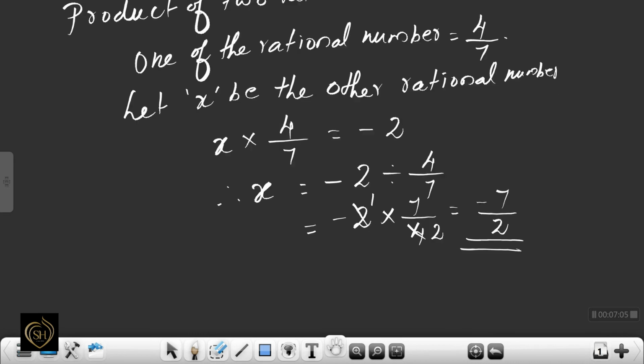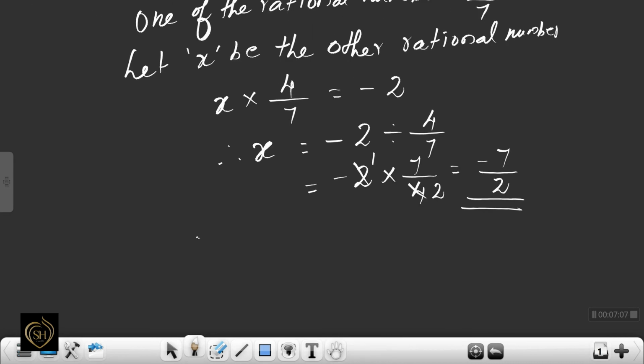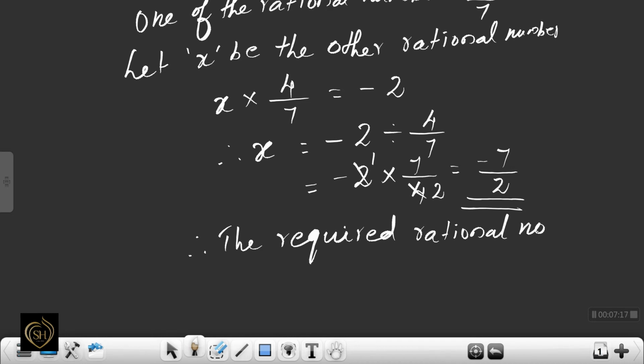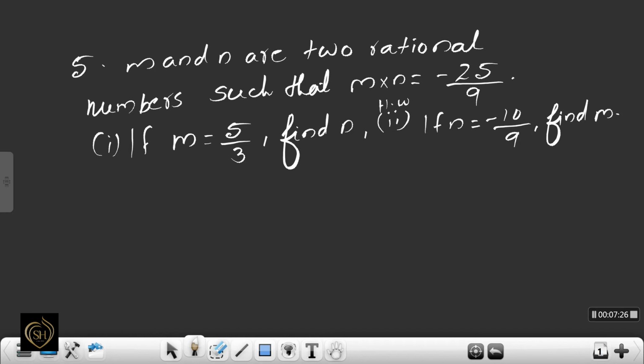Therefore, the required rational number is equal to negative 7 by 2.